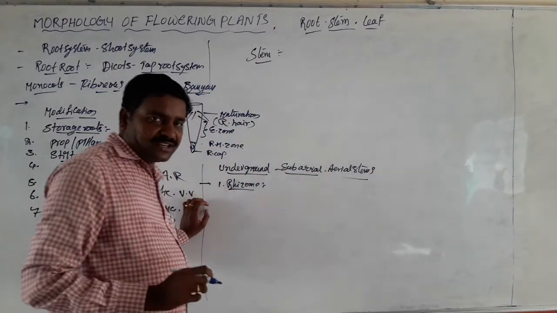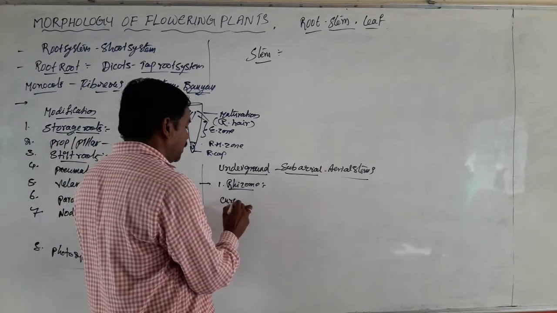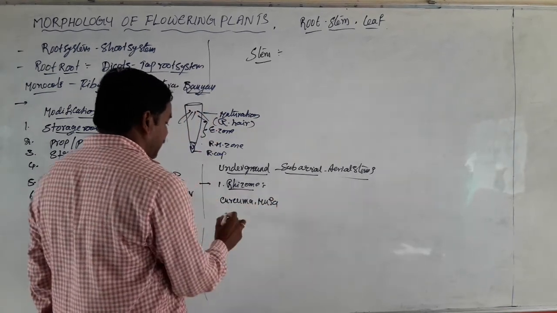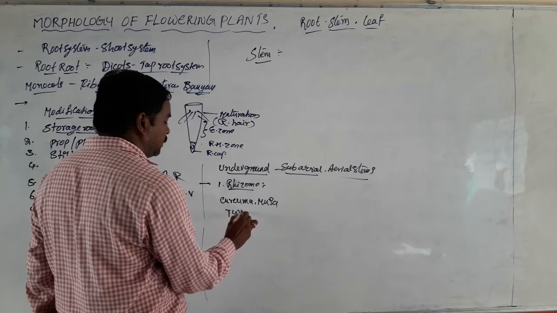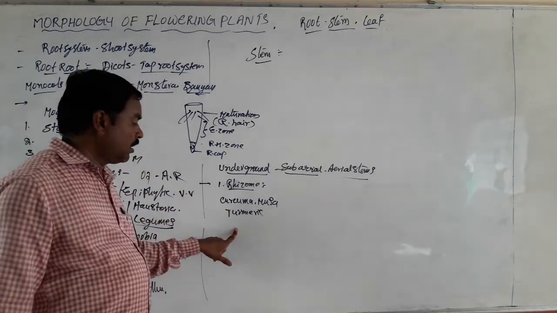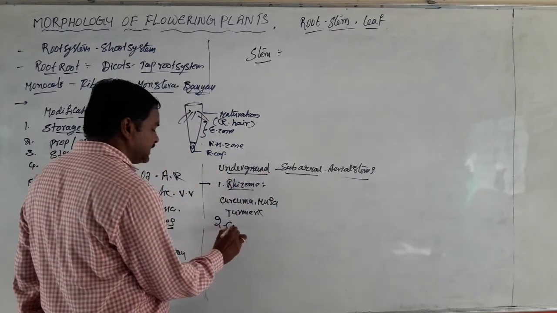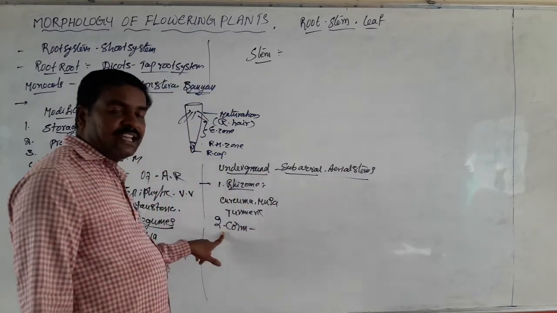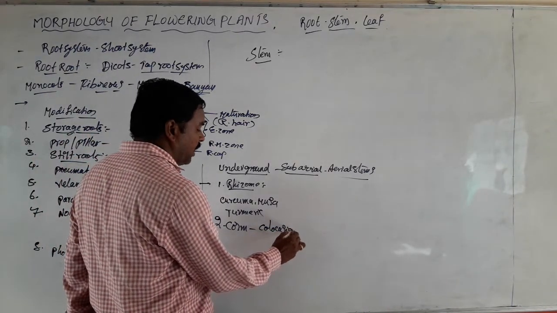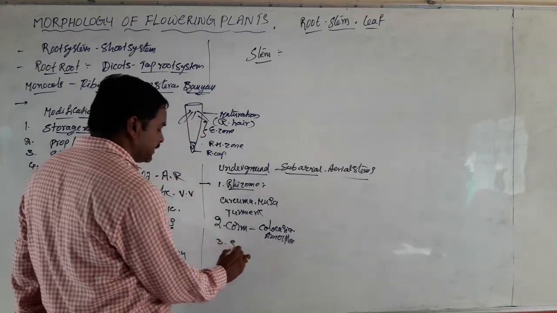Nodes and internodes are there. It is a dorsi-ventrally differentiated structure. Examples are Curcuma, Musa and turmeric. These are the best examples for rhizome. And the second one is the corm. This is a vertically growing underground stem. Examples are Colocasia and Amorphophallus.